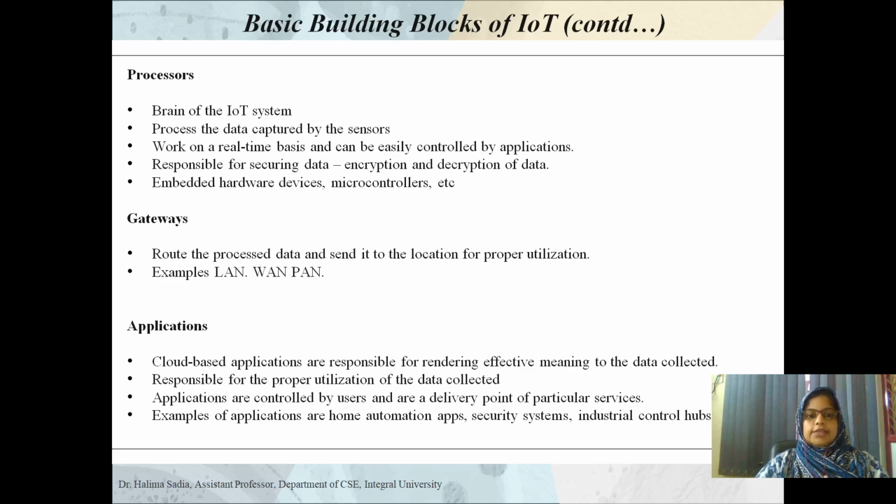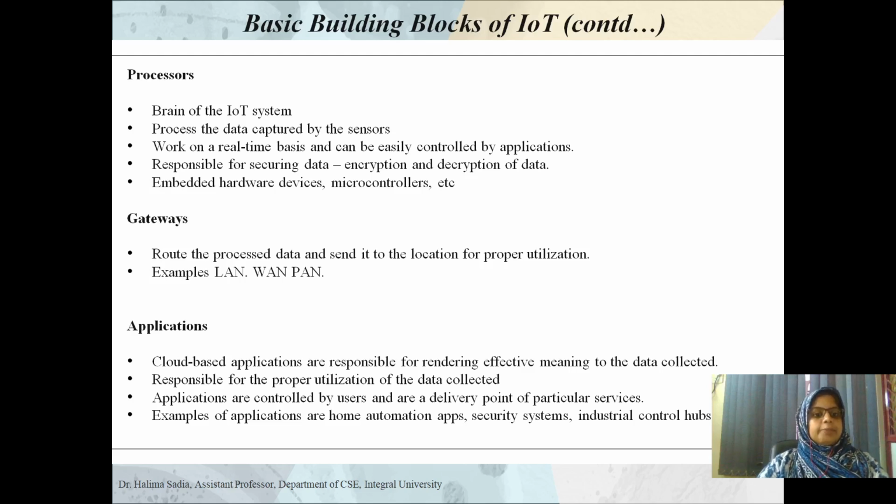Embedded hardware devices, microcontrollers, etc. are a good example of processors, devices that have processors attached to them. The next are the gateways. The gateways are basically used to route the processed data and send it to the location for proper utilization. Examples of gateways are LAN, WAN, PAN.